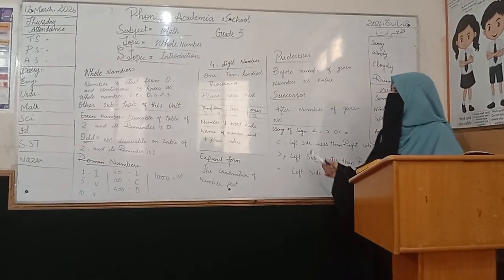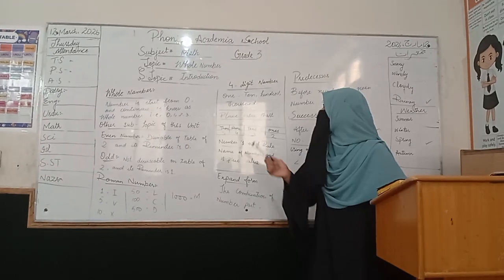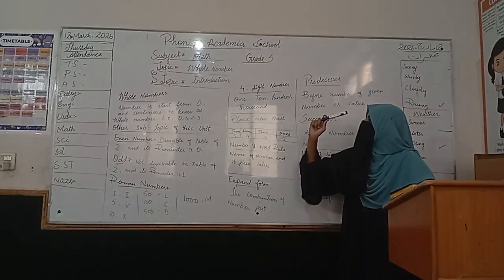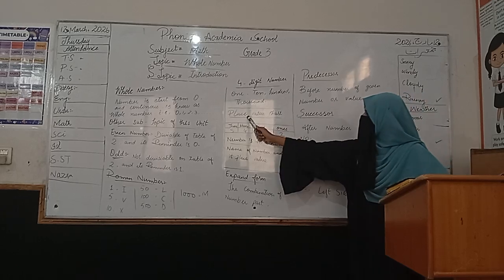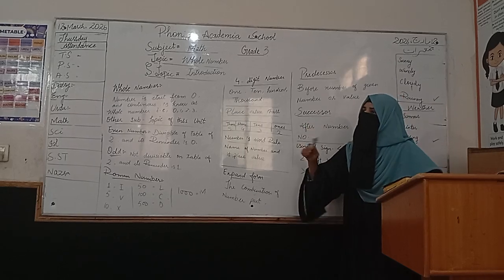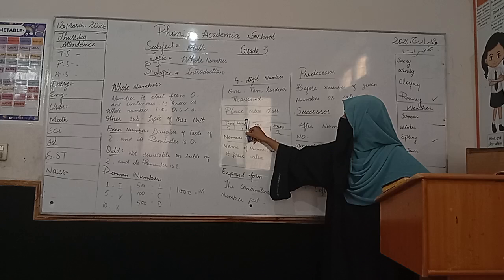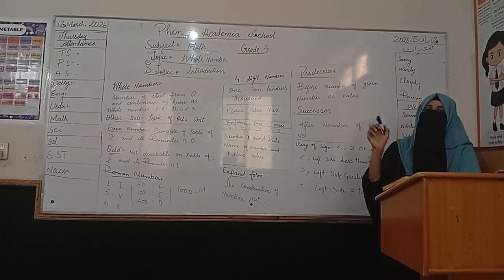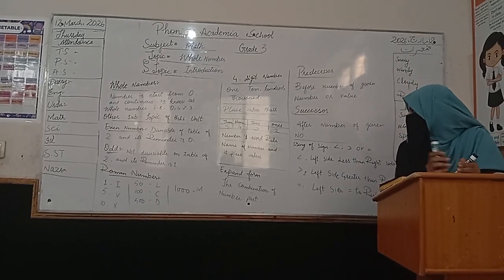Next we have the 4-digit number. A 4-digit number has places of 1, 10, 100 and 1000. This is the 4-digit number you will discuss in this chapter. You have a place value chart that helps to find the place value and to understand 4-digit numbers. First place is 1, second is 10, third is 100 and fourth is 1000. This place value chart helps to know the place value of that number.